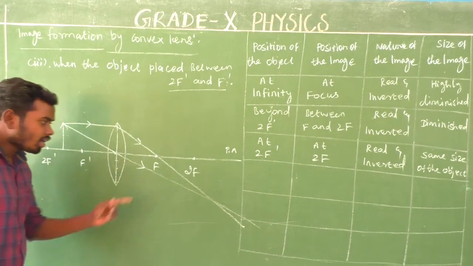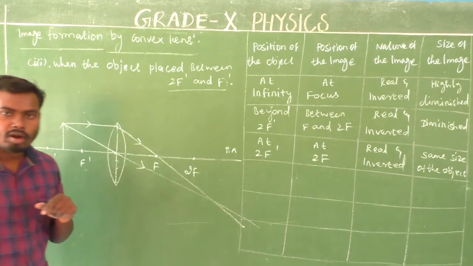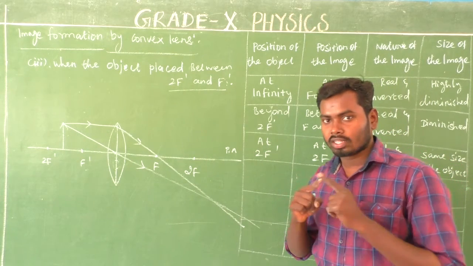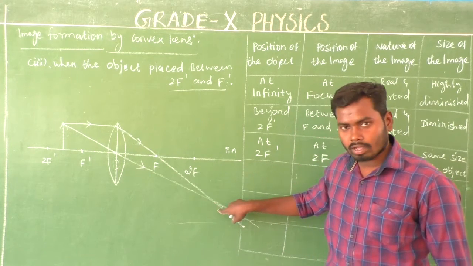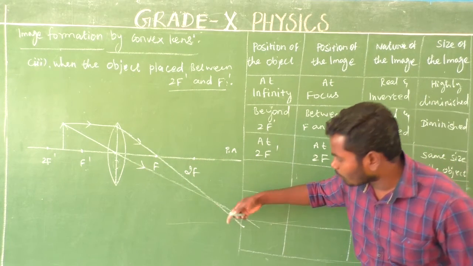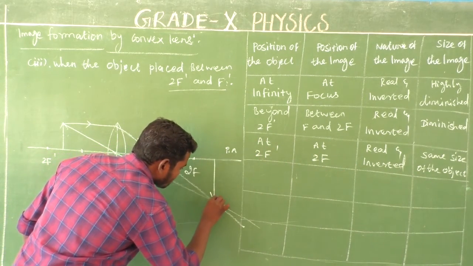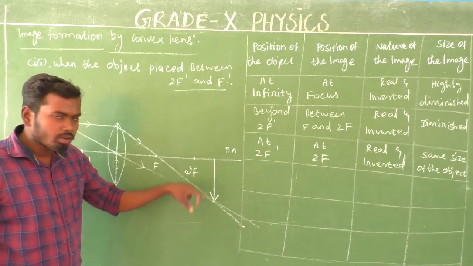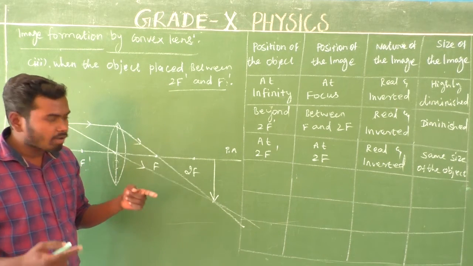Where will the image form? We already know the rule: an image is formed where the two refracted rays meet, which means converge together. Here the two refracted rays meet at a point, this point. So the image will be formed here. The image is formed below the principal axis, because the two refracted rays intersect here. This is the principal axis.